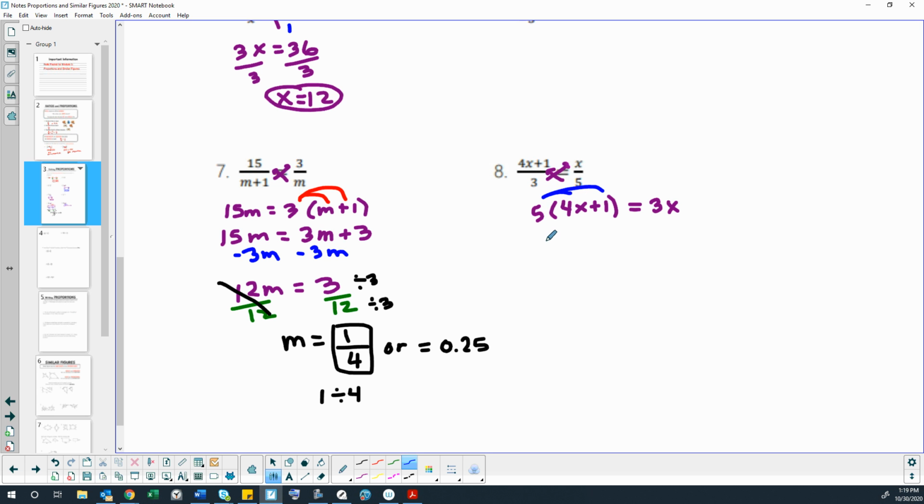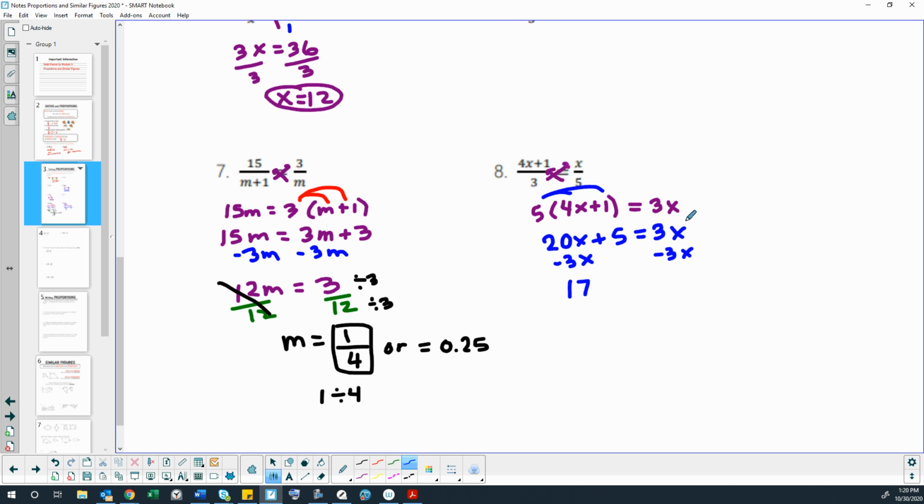So we'll end up with 5 times 4 is 20. And 5 times 1 is 5. And then on this side we have 3x. Okay, let's go ahead and get our x's together on the same side. So I'm going to subtract 3x. But now that got everything on one side.